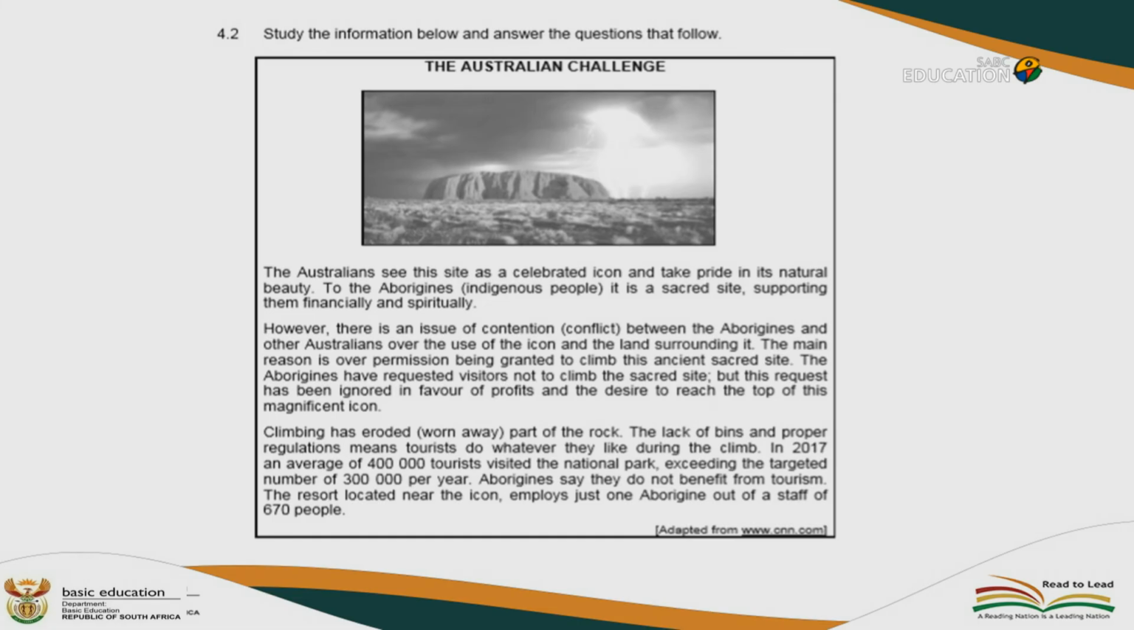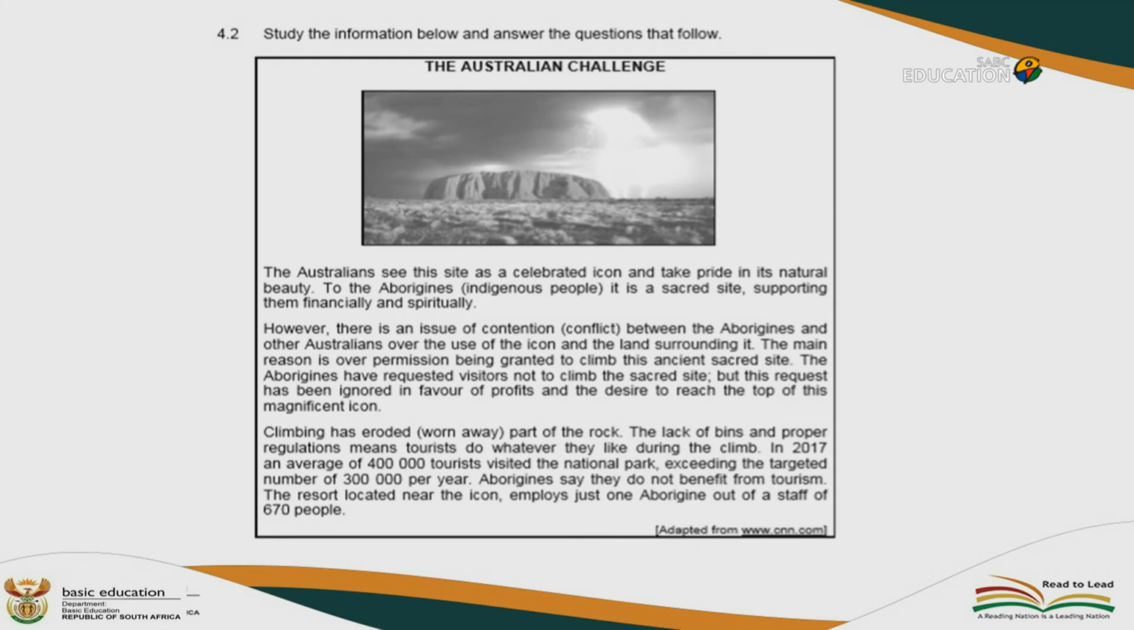Climbing has eroded, worn away, parts of the rock. The lack of bins and proper regulations means tourists do whatever they like during the climb. In 2017, an average number of 400,000 tourists visited the national park, exceeding the targeted number of 300,000 tourists per year. Aborigines say they do not benefit from tourism. The resort, located near the icon, employs just one Aborigine out of a staff of 670 people. A lot is in this particular extract, a lot.